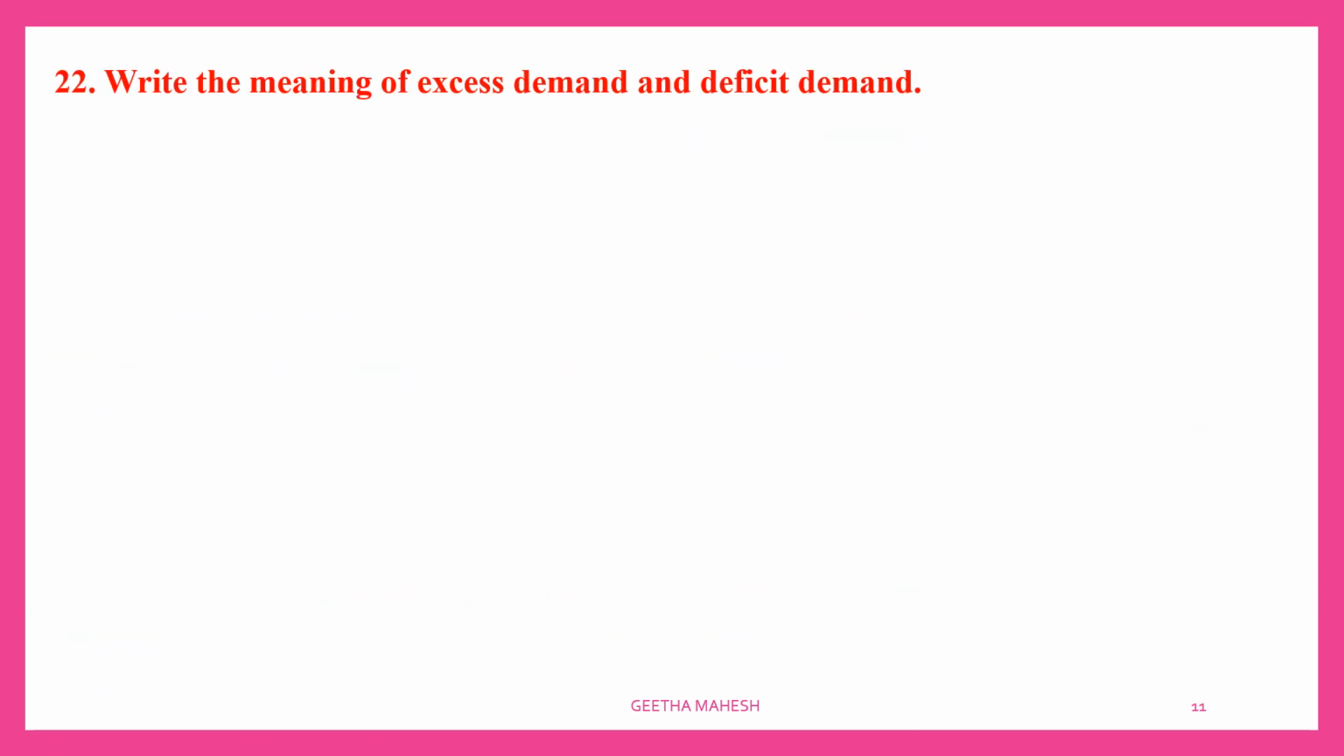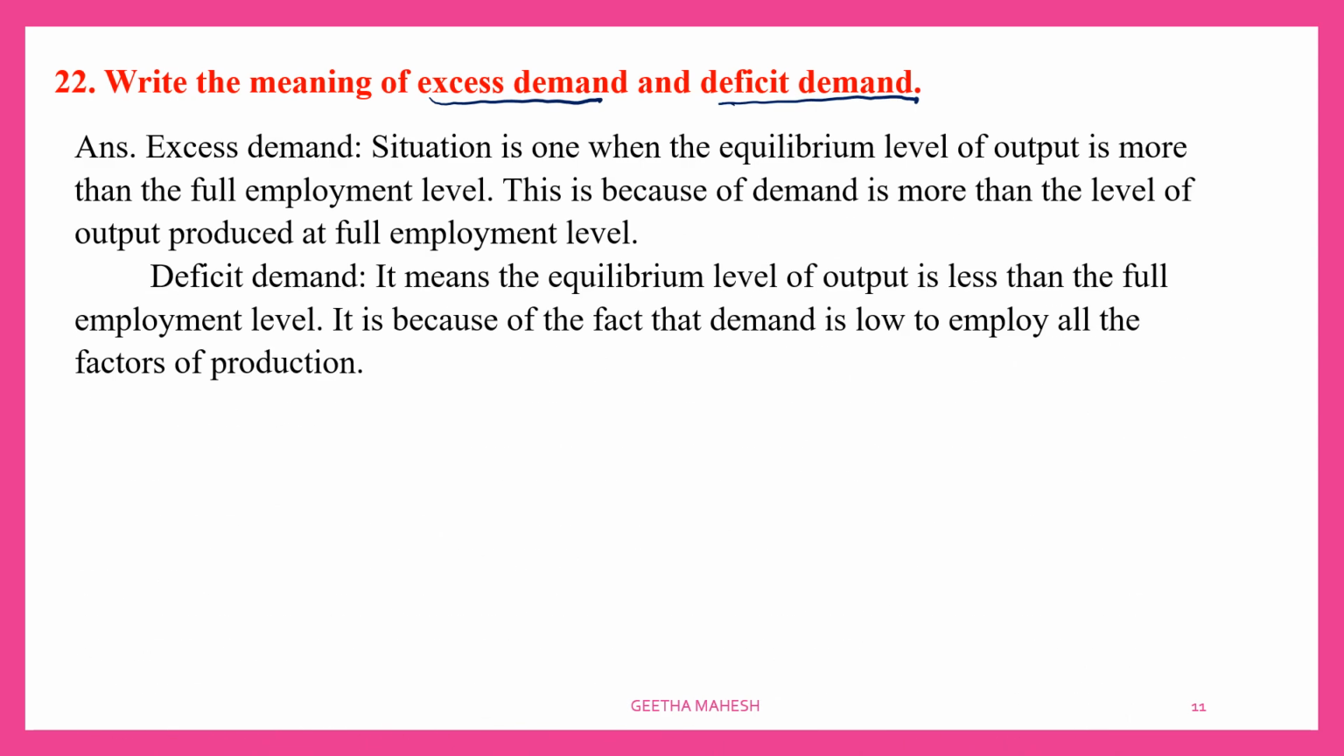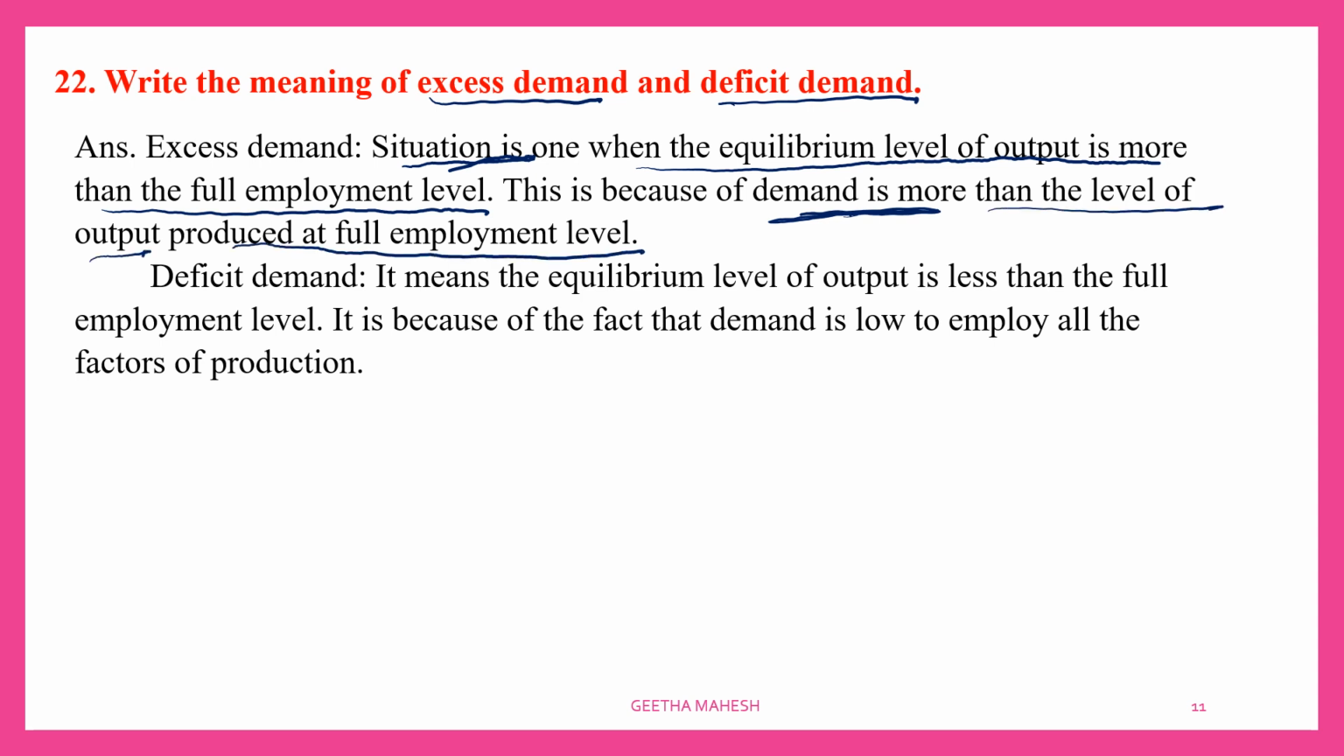Write the meaning of excess demand and deficit demand. Excess demand is a situation when the equilibrium level of output is more than the full employment level. This is because demand is more than the level of output produced at full employment. In that situation, it leads to inflation. Inflation means prices will start increasing.